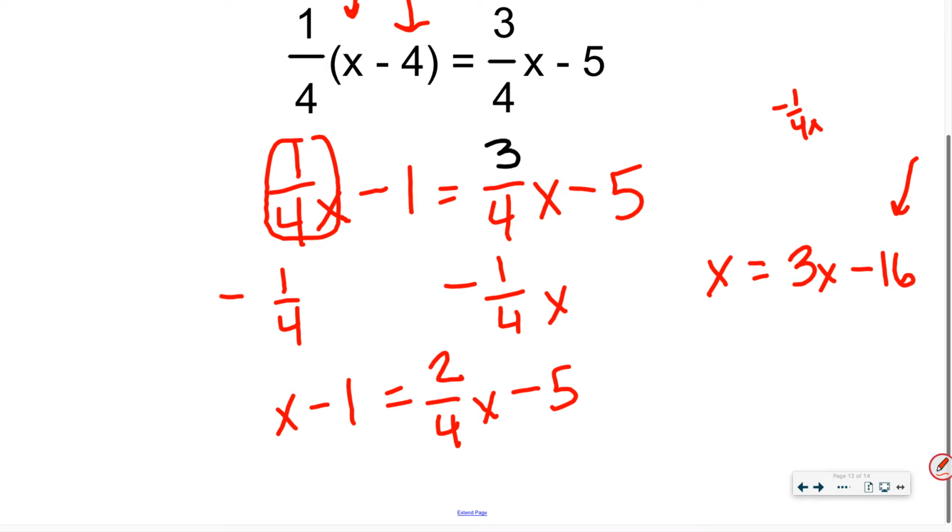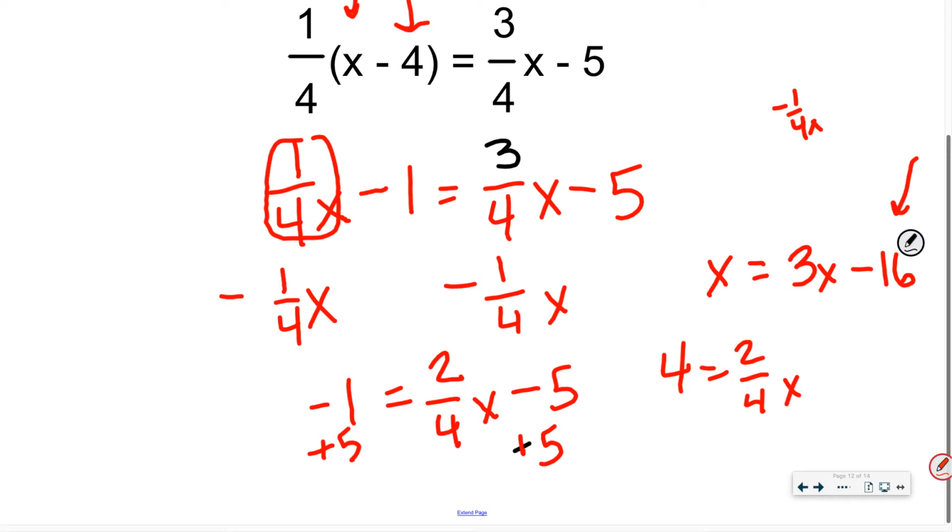But the idea is good in that we want to isolate our variable. If you subtract properly, there is no x here. Then what will we do to solve? How would we get x alone here? Add 4 to both sides. So 4 equals 2/4 x. And then? Last thing, how do we get x alone? Divide by 2/4.